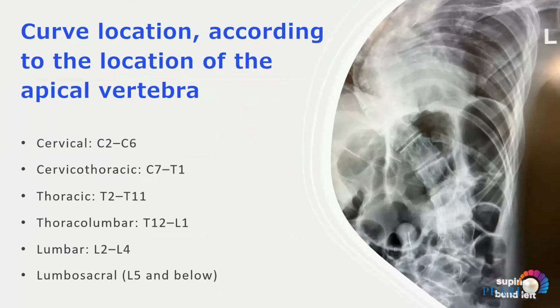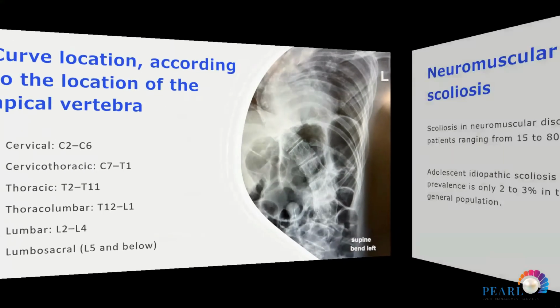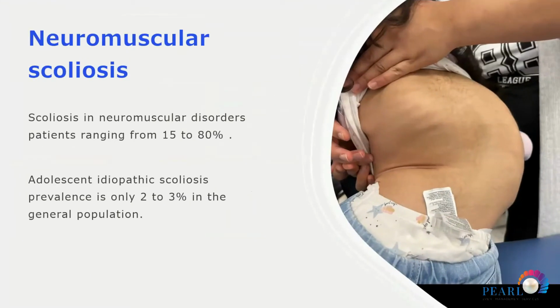Curve location is defined according to the location of the apical vertebra, between cervical and lumbosacral. It also makes a difference in the type of treatment for these patients. Scoliosis in neuromuscular disorders is very common. It is about 15 to 80% of the patients who have neuromuscular disorders.